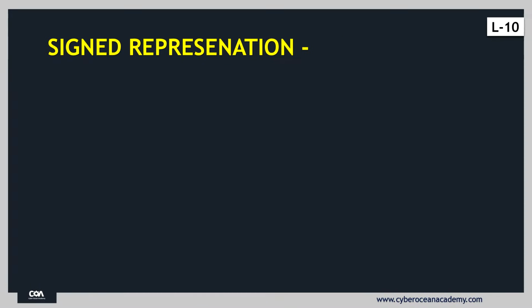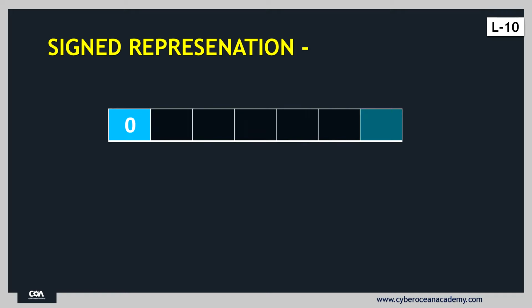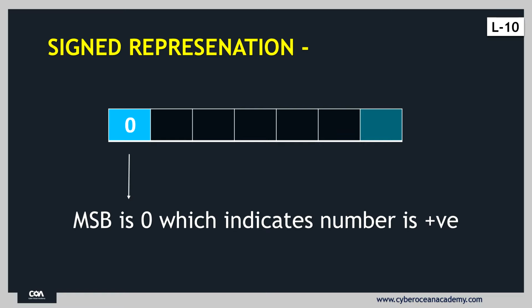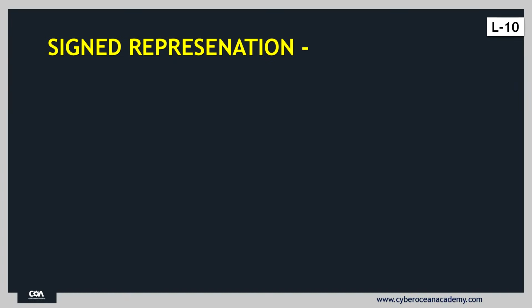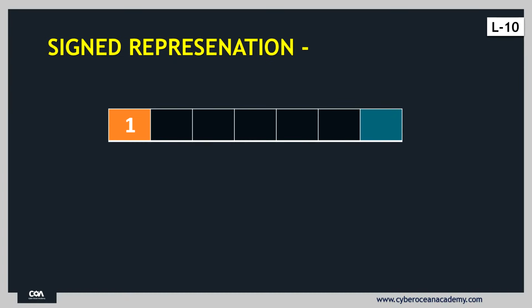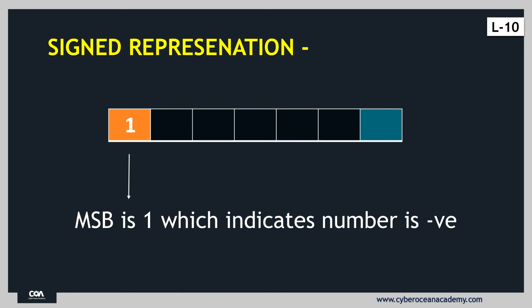Now how does the MSB decide whether a number is positive or negative? In a binary number, if the MSB, that is the sign bit, is 0, then it indicates that it is a positive number. In the same way, if the sign bit is 1, that means this number is a negative number. So this is all about the MSB and the LSB.